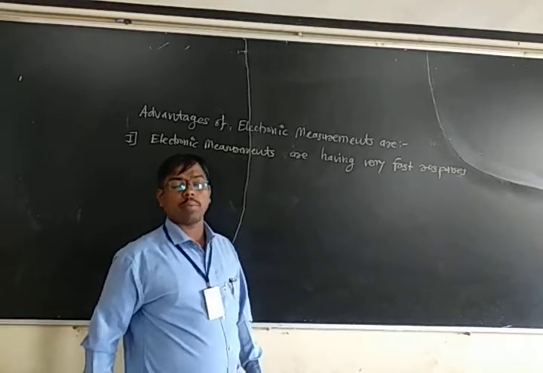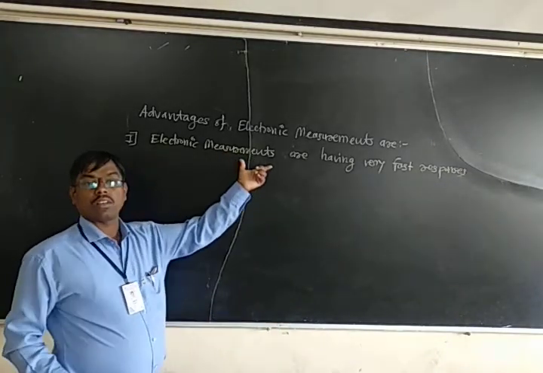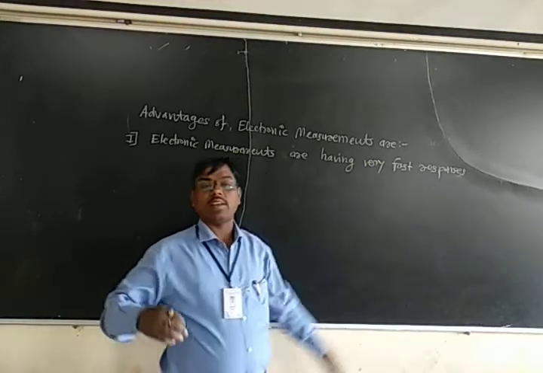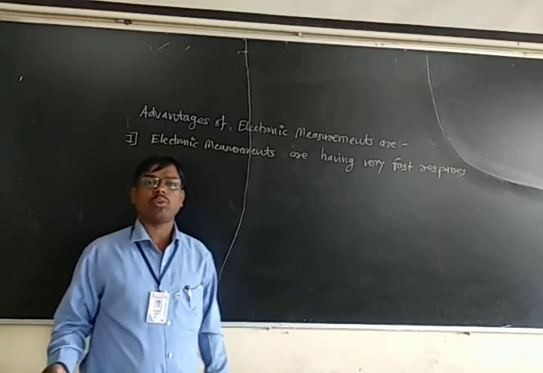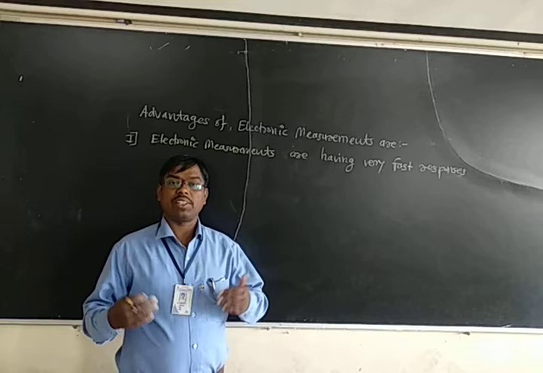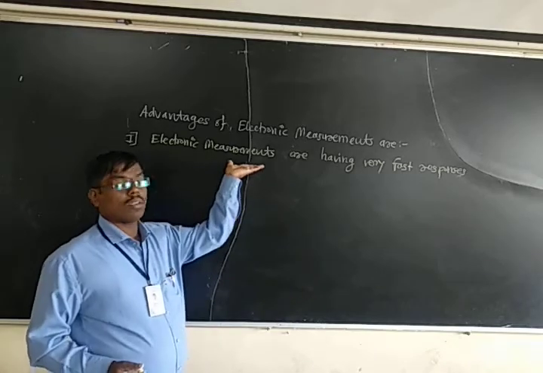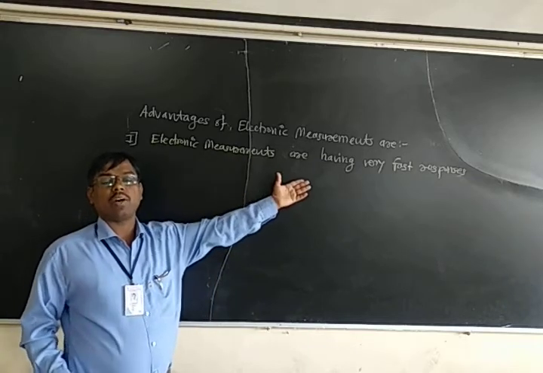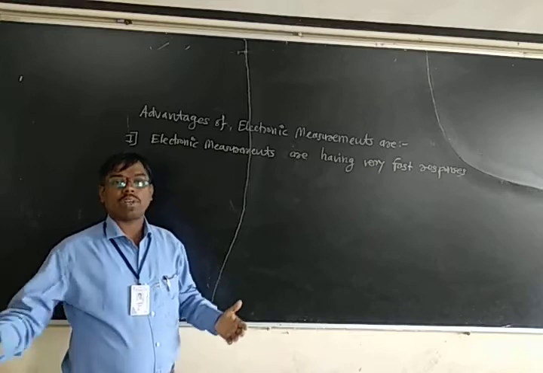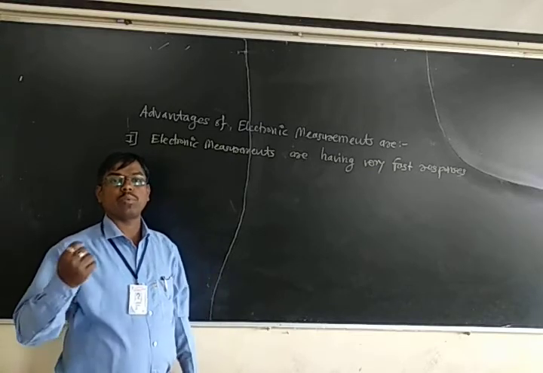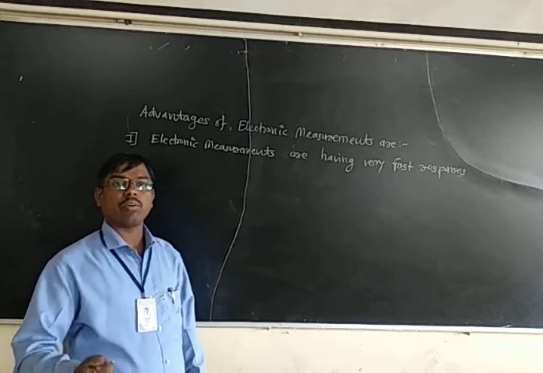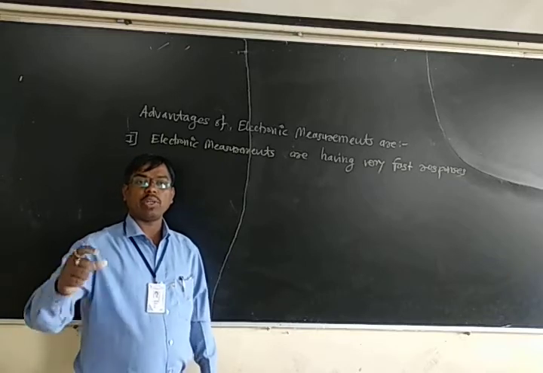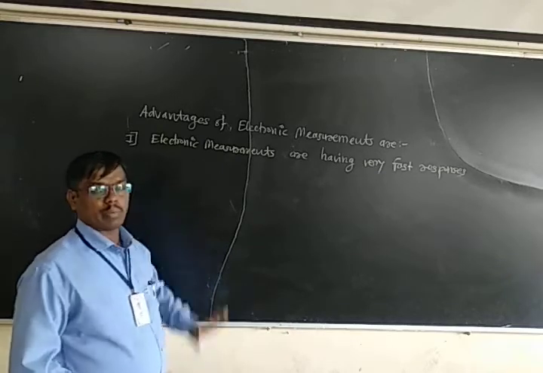The first and most important parameter in electronic measurements is that they have very fast responses, because for any physical parameter that we have to identify or define for measurement, electronic measurements should have a very high, fast response. Due to that, the measurement can be carried out with the help of a quick response. Within a second or within a microsecond, we can get a particular quantity.